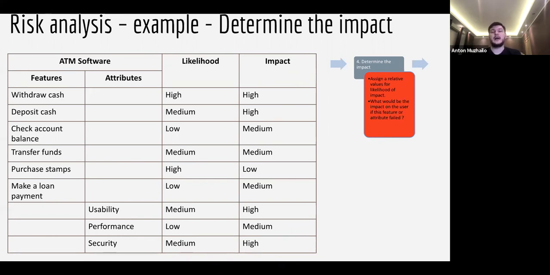We're also estimating the other features and attributes at some point. We estimate usability and security as high, because if there is a problem with usability or security, people won't go with our ATM or with our bank at all. They will change to a competitor. So this is important for us. We put the impact properly.